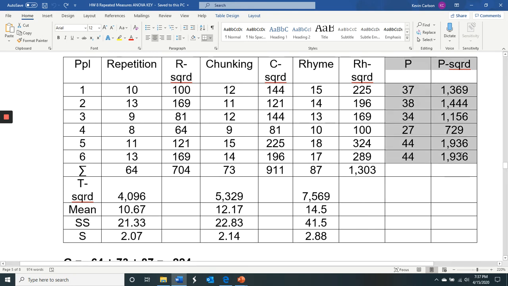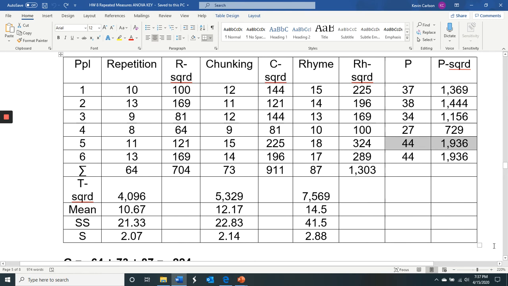The new stuff is the P and P squared. So we have to do this 6 times. There's 6 people. So we want to add repetition, chunking, plus rhyme. And so for person number 1, 10 plus 12 plus 15 is 37. That's their P. And then we need to figure out P squared. So it's 37 times 37. That's 1,369. So we do this for everybody. For example, person 5. 11 plus 15 plus 18 is 44. 44 times 44 is 1,936.